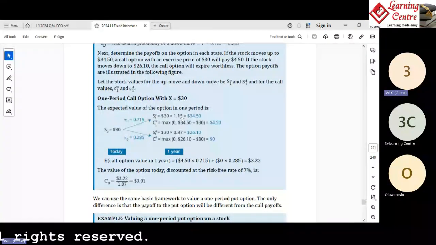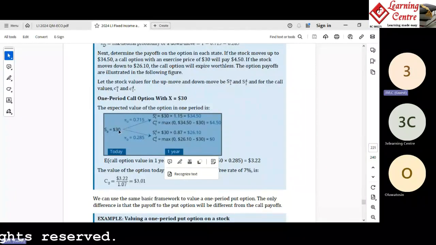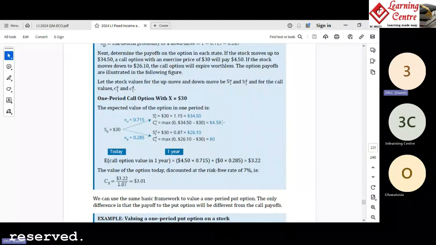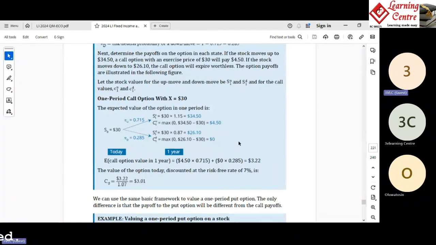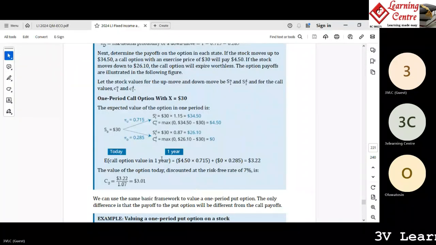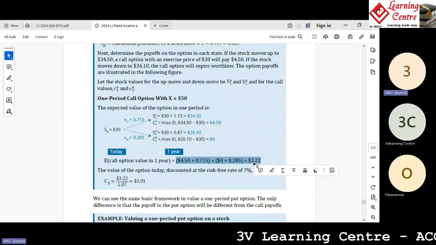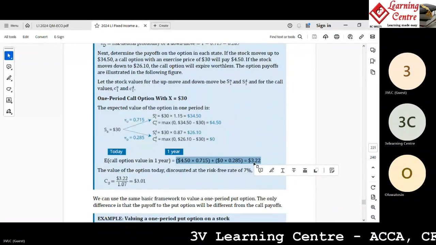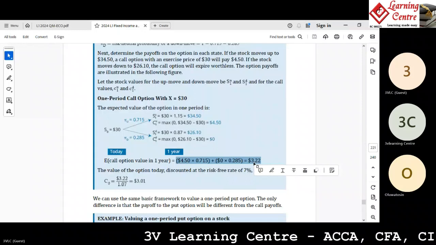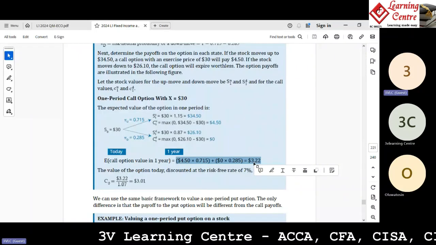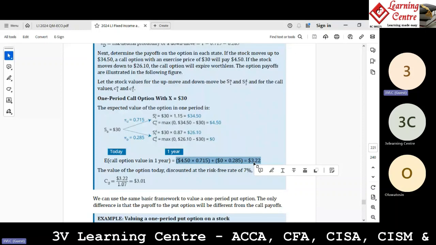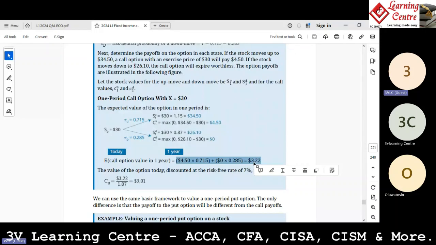The expected value in one period is this. So when the call moves up, there's a value. When it comes down, there's no value. But now, what is the value of the option today? That's where we now bring up this probability. So I can continue my formula. So I've got it. So if it goes up, it's 34.5. If it comes down, it's 26.1.